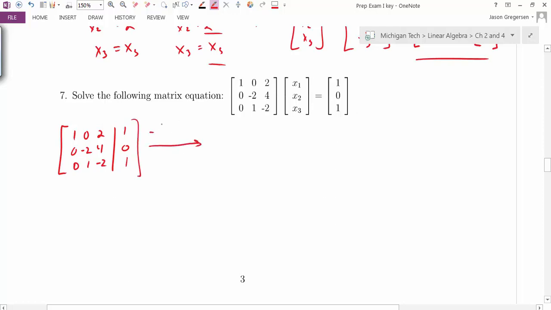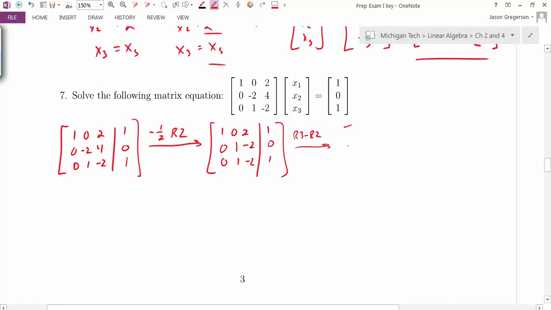My first step is to take a negative 1/2 of R2. My first row will stay the same. I will get 0, 1, negative 2, and 0. And my third row is 0, 1, negative 2, and 1. Now I'm going to take R3 minus R2. First row will stay the same. Second row will stay the same. My third row, when I subtract these two, will be 0, 0, 0, 1.